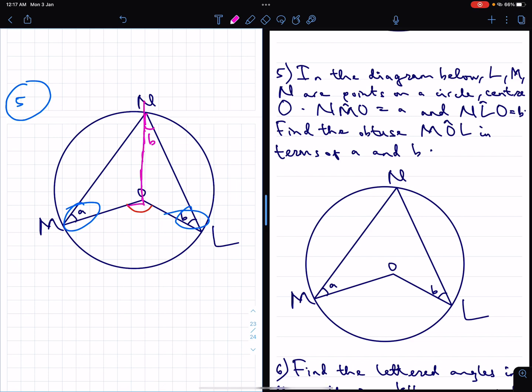This is also another isosceles triangle with radii ON and OM. ON is a radius, and OM is also a radius. So that simply means these angles are equal, and this will also be angle A. This angle and this angle will be equal, so this is also A. The reason for that is base angles of an isosceles triangle. So the whole of this angle is A plus B.